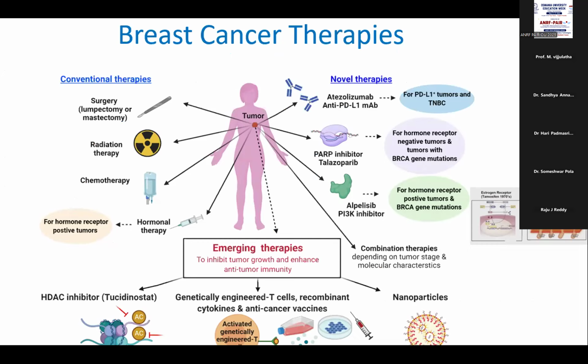It's very limited in some of the countries. So emerging therapies include the use of HDAC inhibitors or immunotherapies or nanotherapeutics. But from a research point of view, these cancers are very difficult to target. Hence, the studies have focused majorly on identification of actionable drug targets in TNBC.